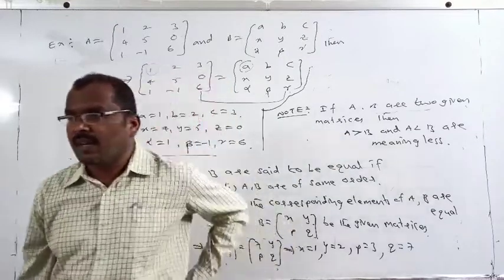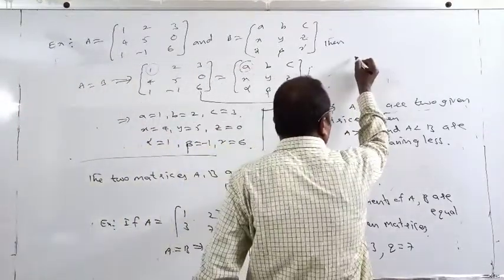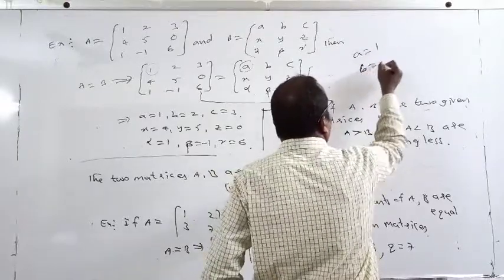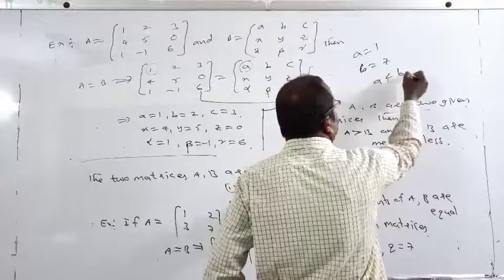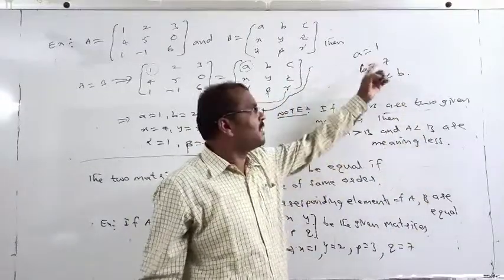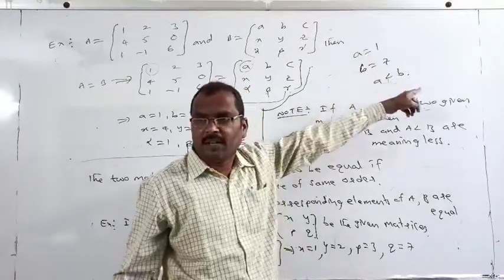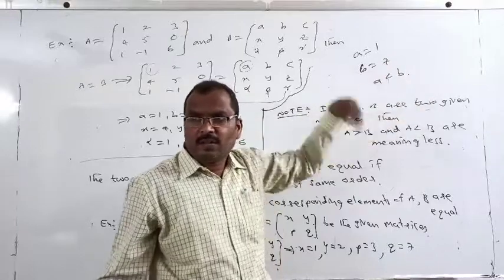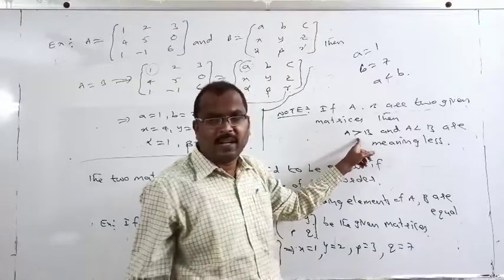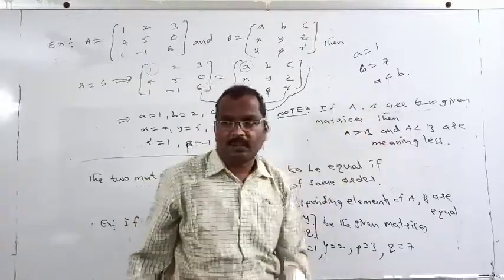A less than B and A greater than B are not possible, unlike the real number system. For example, in the real number system, if A is equal to 1 and B is equal to 7, you can write the statement A less than B, since 1 is less than 7. But in matrices, A greater than B and A less than B are not possible.